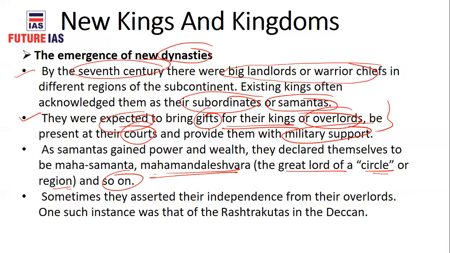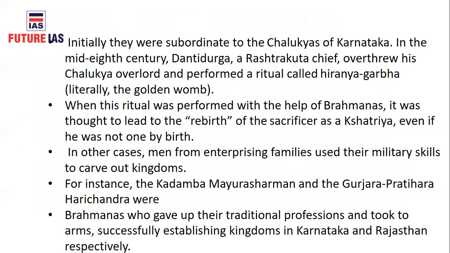And sometimes in exceptional circumstances, they also started asserting themselves as an independent kingdom, or as independent kings from the overlord, right? Such instances happened during the Rashtrakutas in the Deccan. So we'll see all such things. That is how the dynasties basically started evolving from the 7th century onward, and that is how new dynasties were evolving in this period of time.